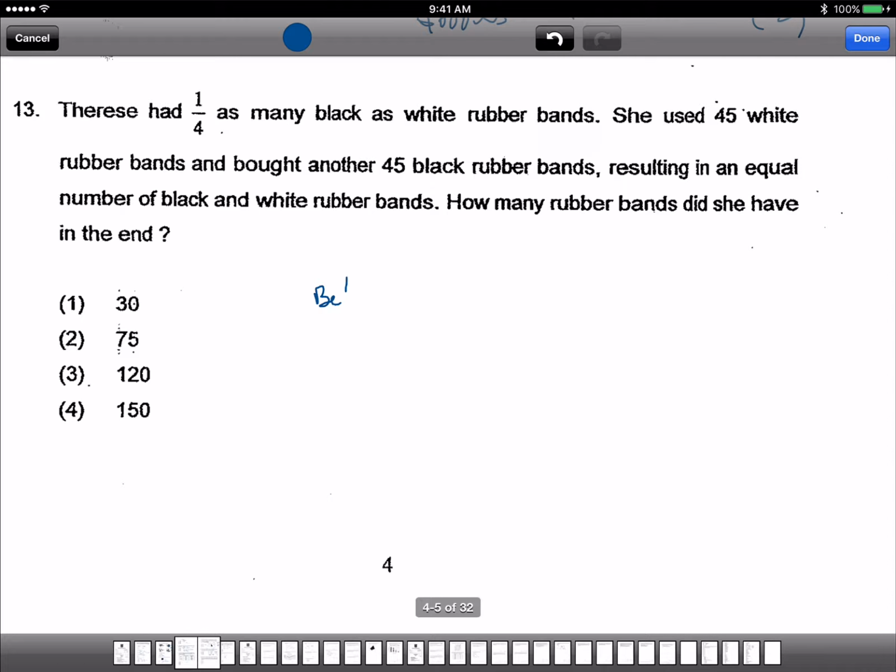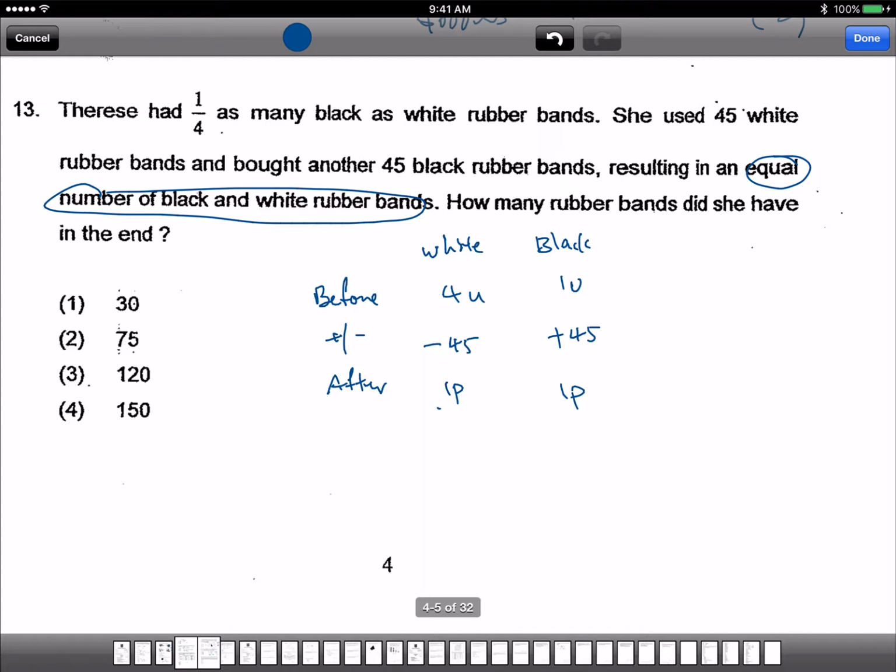Okay, so before plus or minus after, two colors, white and black. It's 1 and this is 4. It's 4u. So used up 45, bought 45, resulting in an equal number of black and white. So here became one part, and this is one part, since there's an equal number of black and white. That's why it's one part here.